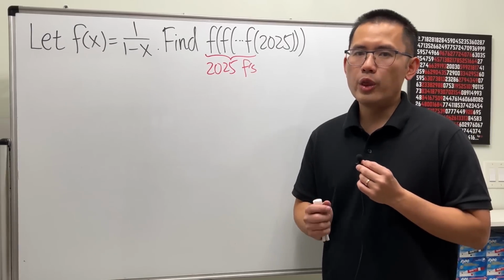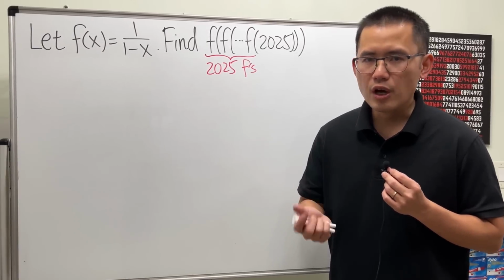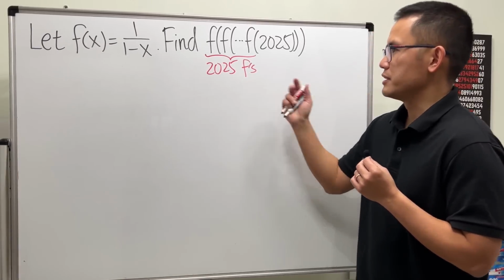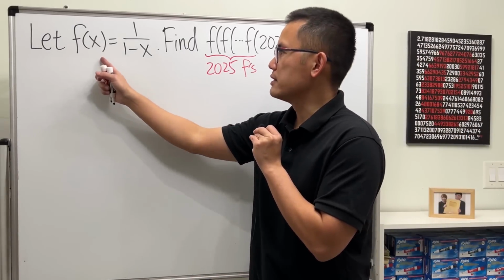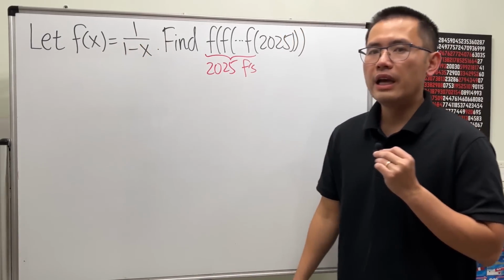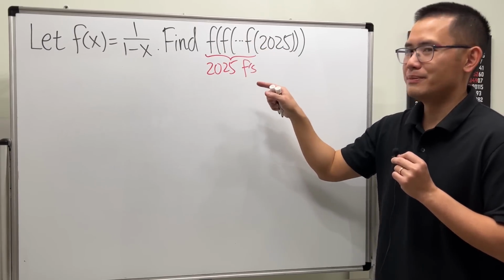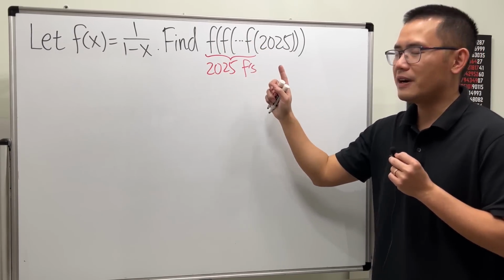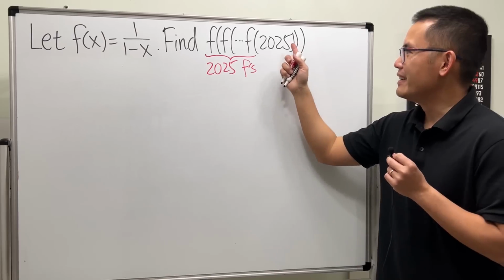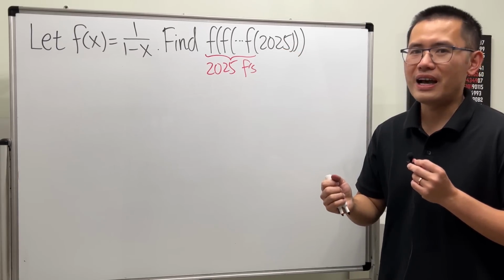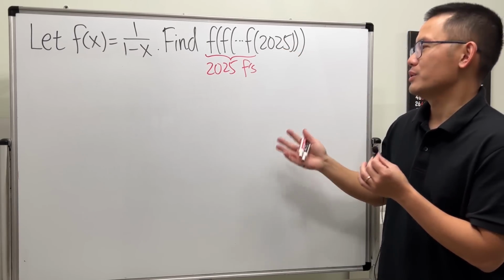So I want to show you guys a general strategy whenever we're trying to solve a hard-looking question, such as this one right here. We have f of x is equal to 1 over 1 minus x, and our goal is to figure out f of f, so many of them. We have a total of 2025 f's, and then the inside here is 2025.